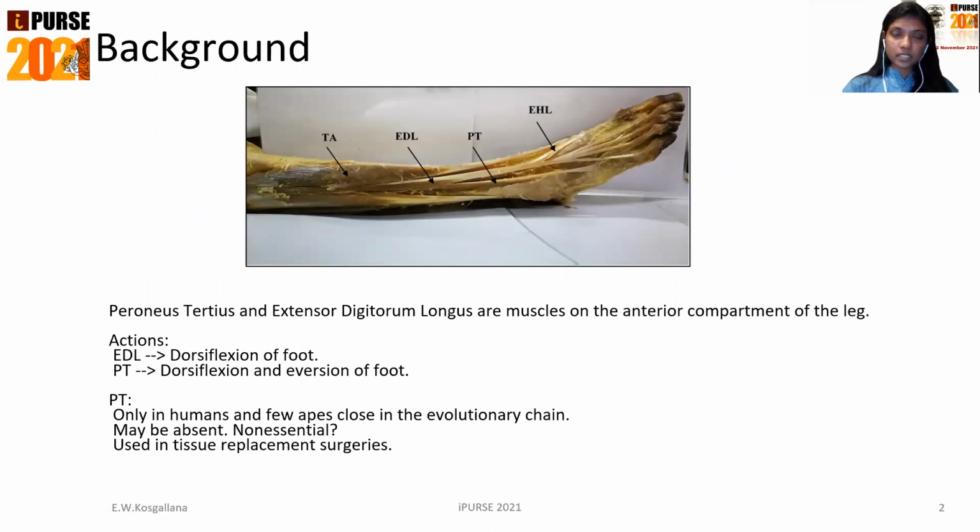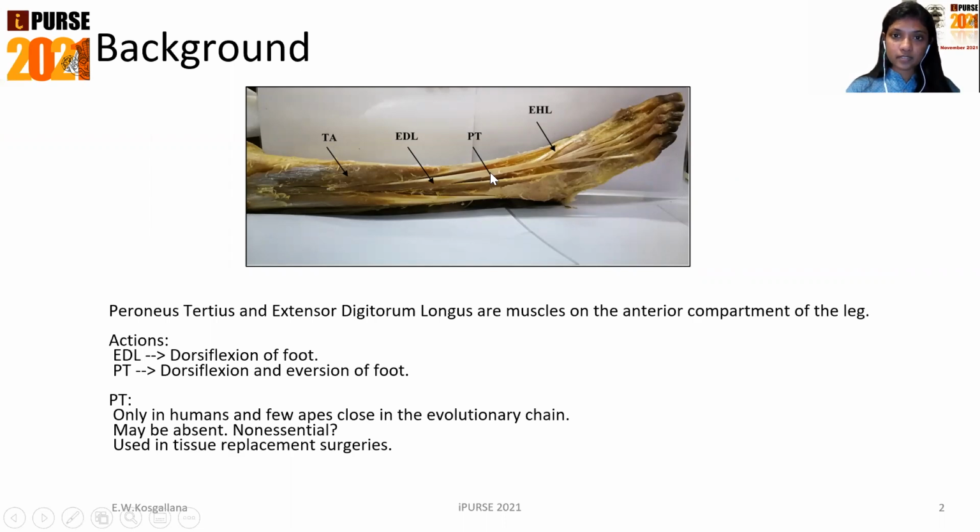First, we'll talk a little bit about the background. The leg has its muscles divided into three compartments: the anterior, the lateral, and the posterior. The Peroneus Tertius and Extensor Digitorum Longus are muscles of the anterior compartment of the leg.